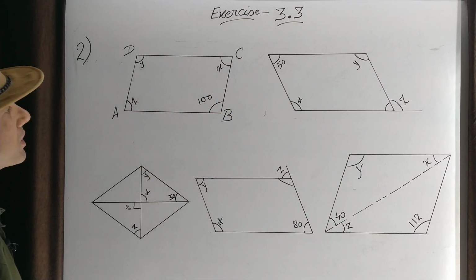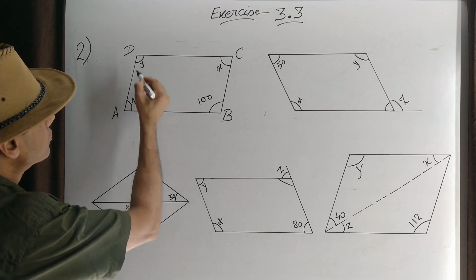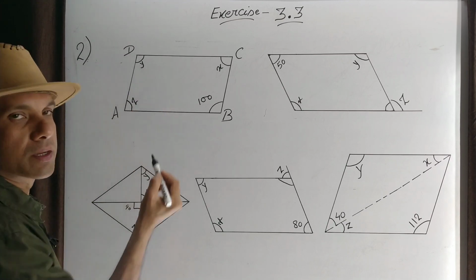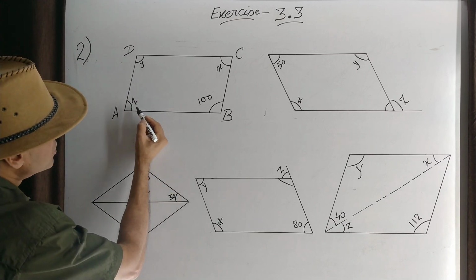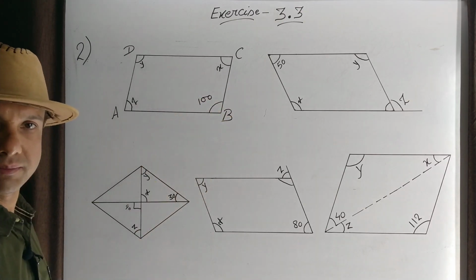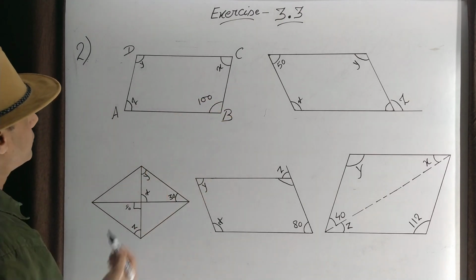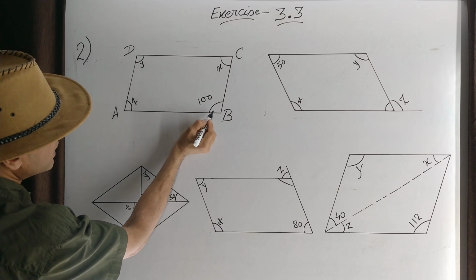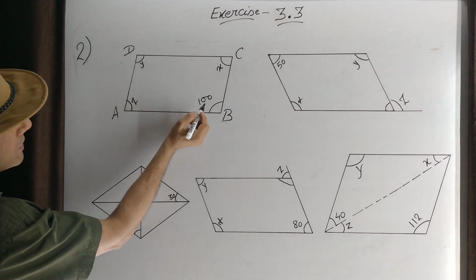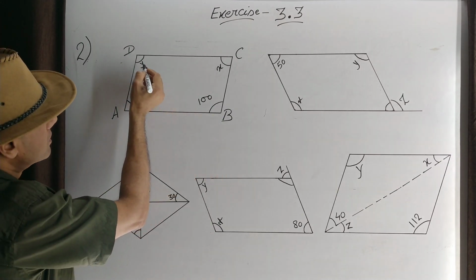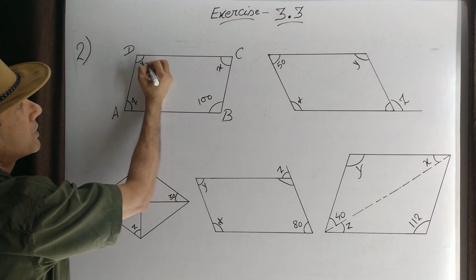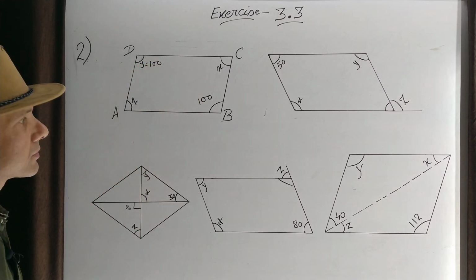Question number 2. We have to find values of angles x, y and z in these given parallelograms. Certain properties of a parallelogram: the sum of two consecutive interior angles is 180 degrees. Opposite interior angles are equal. So let's solve. If this angle is 100 degrees, so angle y being interior and opposite to it will be equal to it. So it will be 100 degrees.